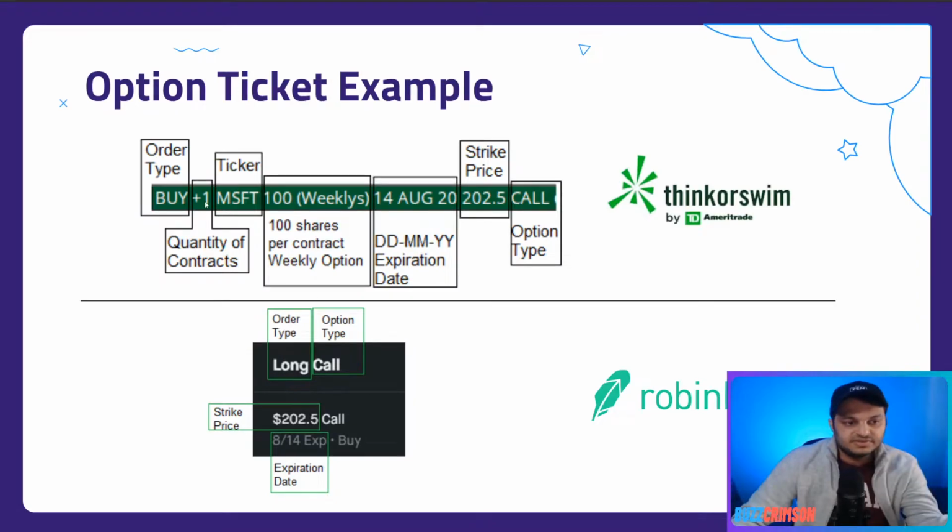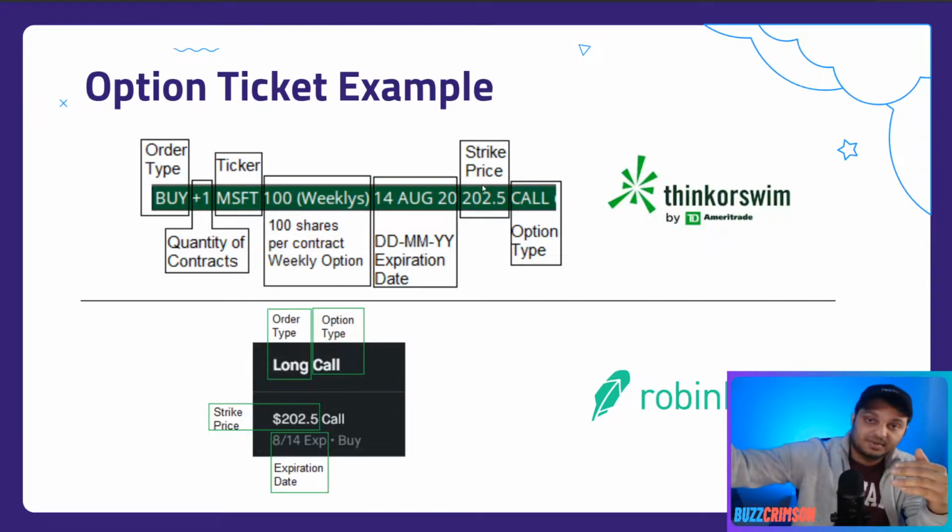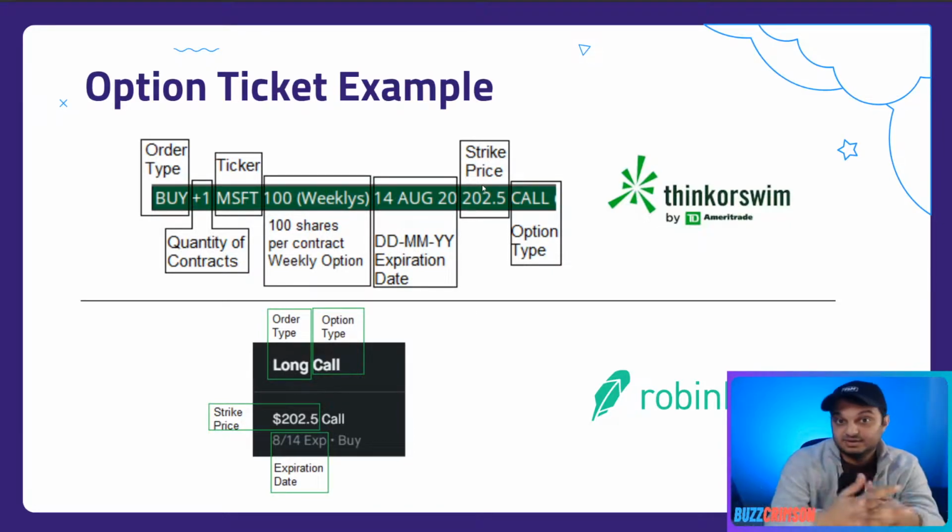So if you go here and see that if I bought this, I would have the right to buy Microsoft shares at $202.50, even if the share price was $250 or $300, right? But someone sold this to me, so that person has the obligation to sell Microsoft shares at this price, even if the stock price is at $300. They would take a loss, but remember, they got paid for this, right? It's kind of like insurance, right?